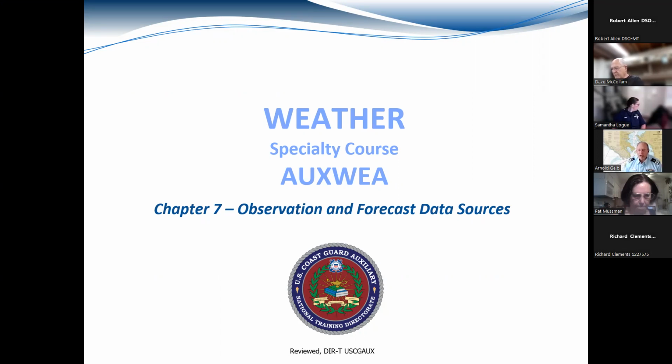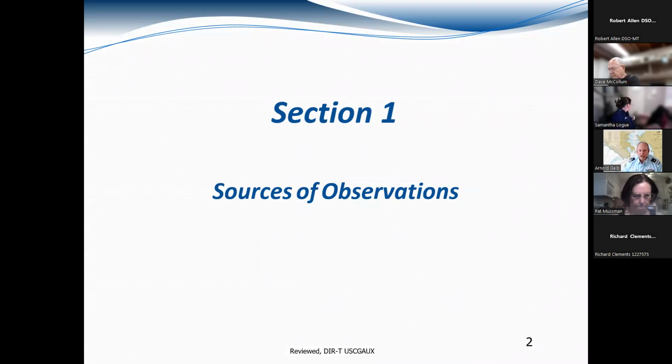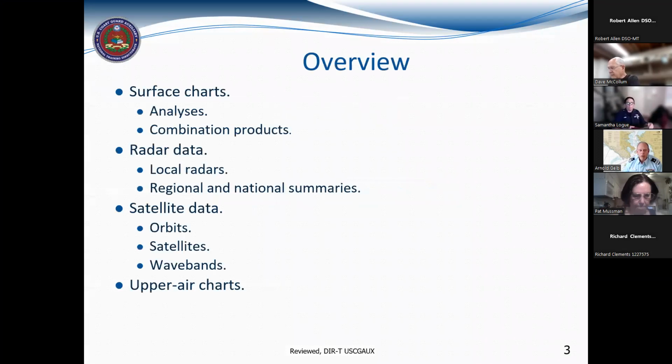The first section is on sources of observations, and the overview is that we're going to first talk about a review of surface charts and mention analyses, combination products, then turn to briefly touch on radar data. We'll talk about local radars as well as regional and national summaries. We will then look at satellite data, look at the different types of orbits and satellites and wave bands, and then discuss a little bit about upper air charts.